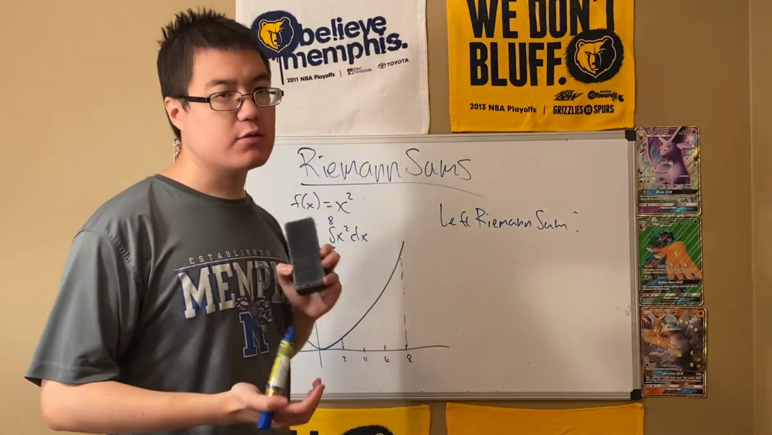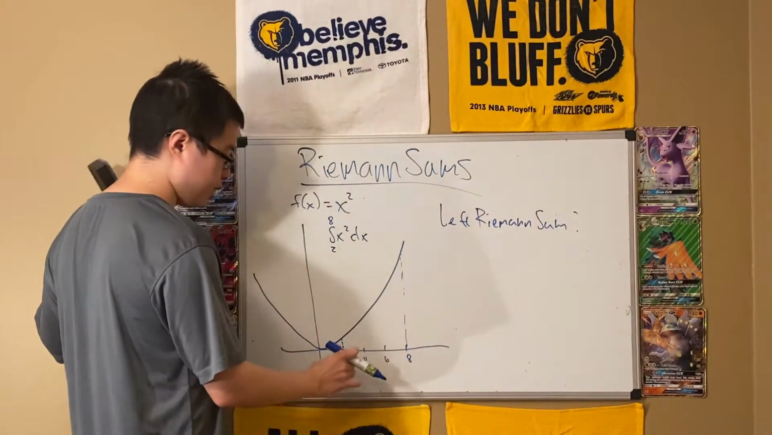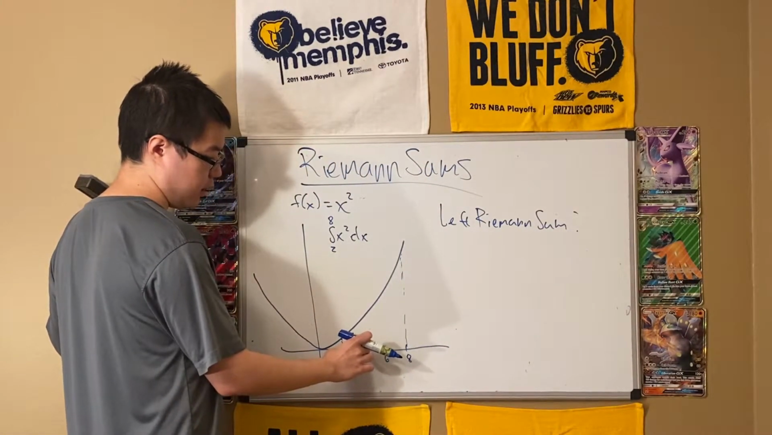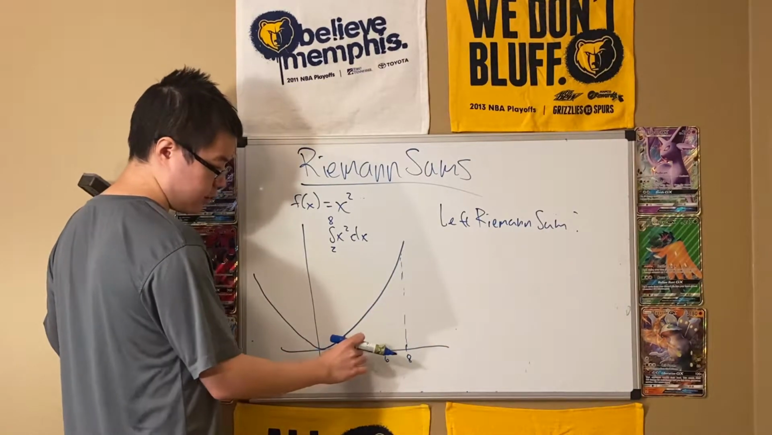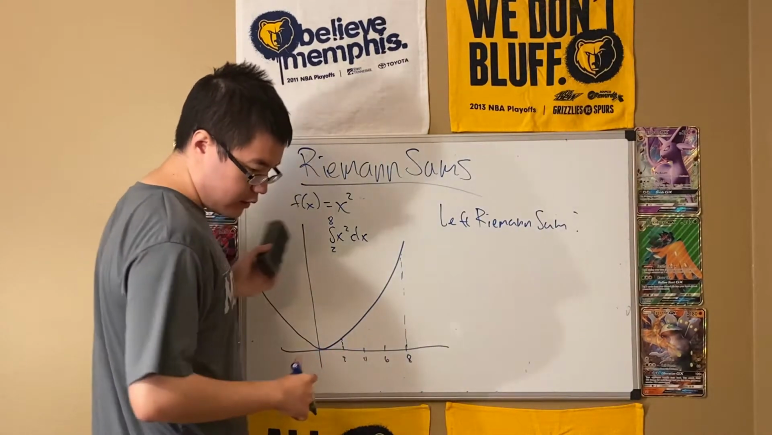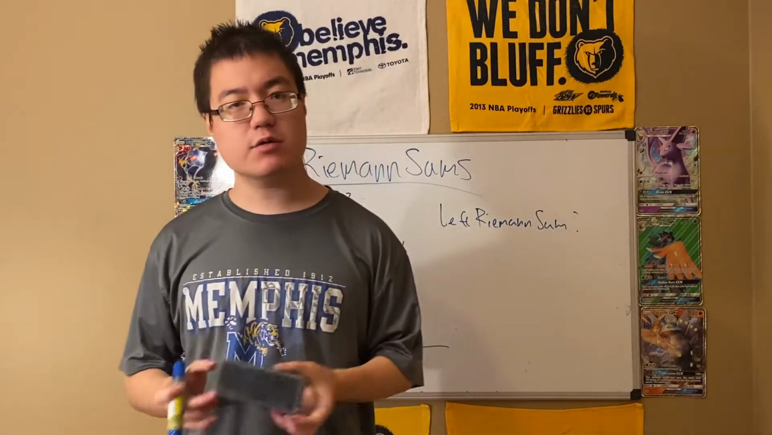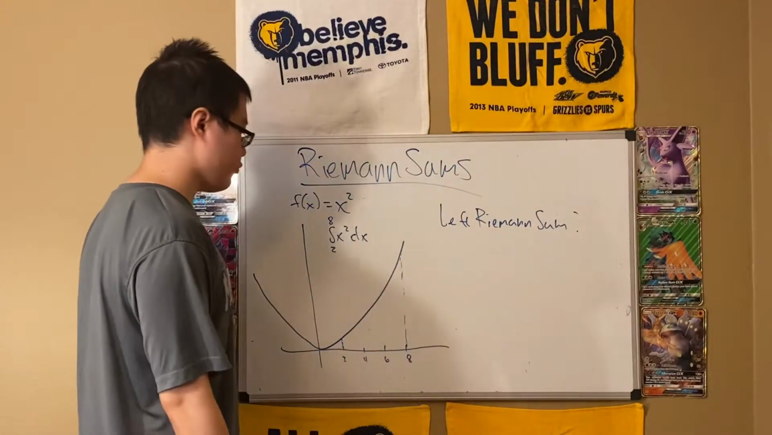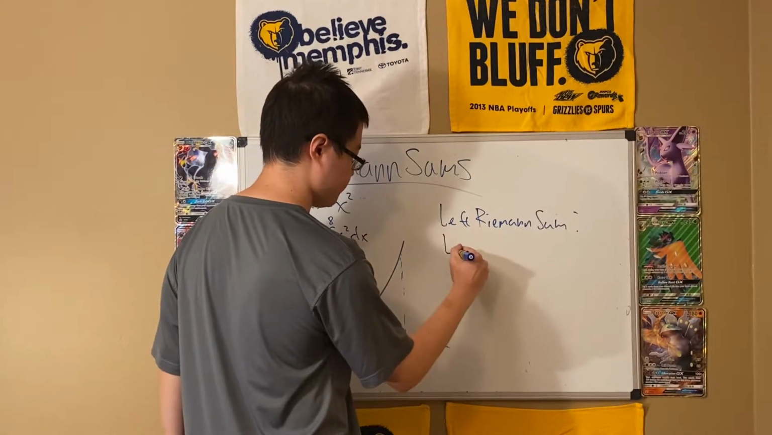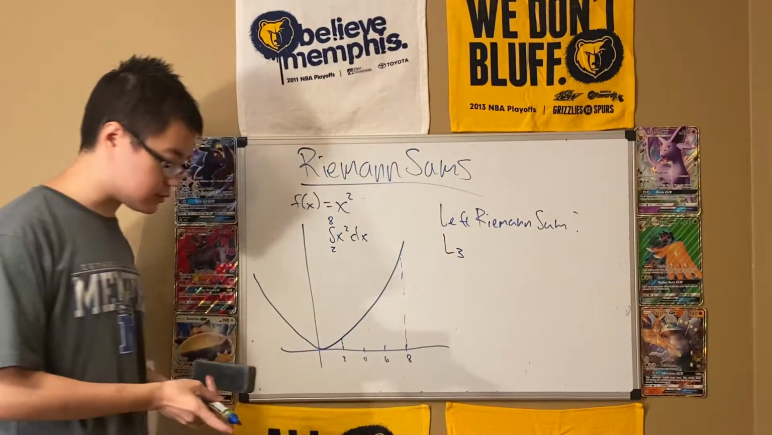The number of rectangles is arbitrary. For now, we're going to have 3 different rectangles. Notice that they'll have the same base, the same length: this one, this one, and this one. Keep in mind that, again, the rectangle number is arbitrary. As you increase the number of rectangles, hopefully you'll see that you'll have a better approximation. In this case, we are going to do 3 rectangles, so I'm going to call that L3. So let's draw these rectangles.